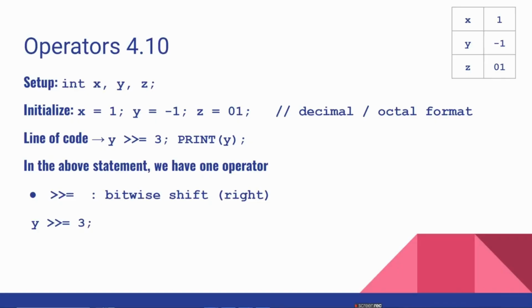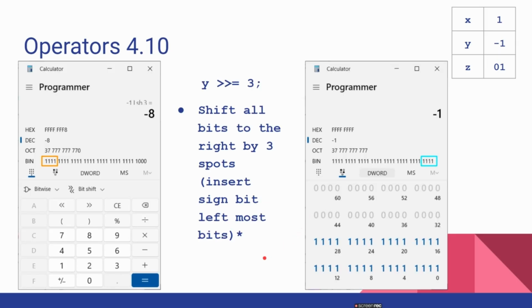Alright, for operators 4.10, now we have the puzzle where we're shifting y to the right by 3 bits. So similar to 4.9, except now we're right shifting instead of left shifting. Again, recalling from operators 4.9, the resulting value of y was -8. If we were to now shift all bits to the right by 3 spots, we'll insert the sign bit on the leftmost bits, and therefore we can see that we move all bits to the right by 3. We essentially get back what we originally had as -1 for a y value.